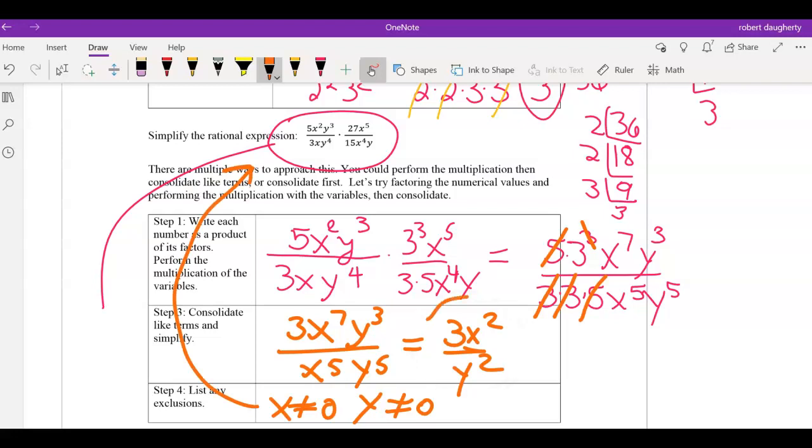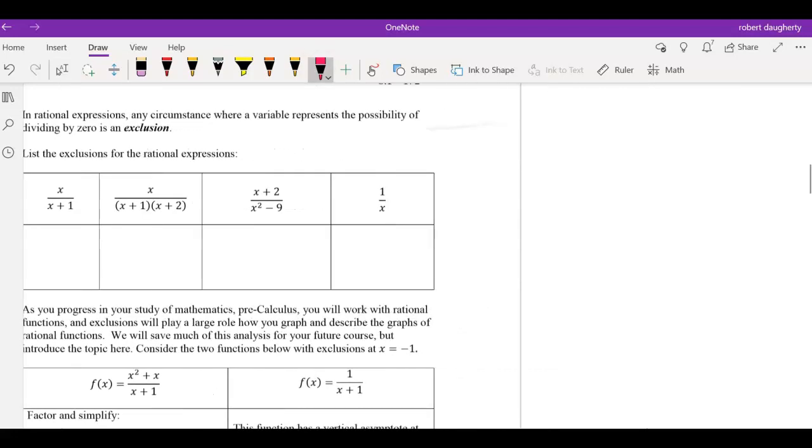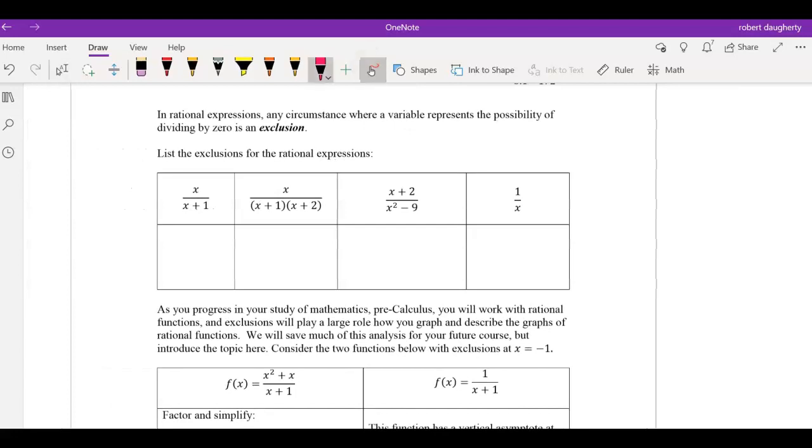The final answer, when I look at the final answer, it was okay for x to be 0 because there were some simplifications that happened along the way. But my exclusions are that if I look at that original problem, under no condition can the denominator be equal to 0. So in any rational expression, when a variable represents the possibility of equaling 0, that is what we're going to call an exclusion. Now, when you get into calculus, you'll get a little bit more picky about the types of exclusions when you get into pre-calc. But for right now, identify where the denominator is 0, and that will be an exclusion for that expression.